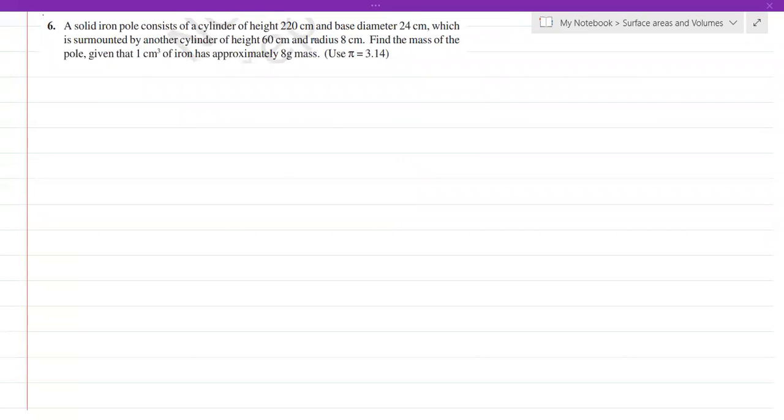A solid iron pole consists of a cylinder of height 220 centimeter and base, sorry, base diameter 24 centimeter, which is surmounted by another cylinder of height 60 centimeter and radius 8 centimeter. Find the mass of the pole given that 1 centimeter cube has 8 gram mass. Okay, so initially there is a cylinder. Let's take this as a cylinder. This seems to be a big cylinder.